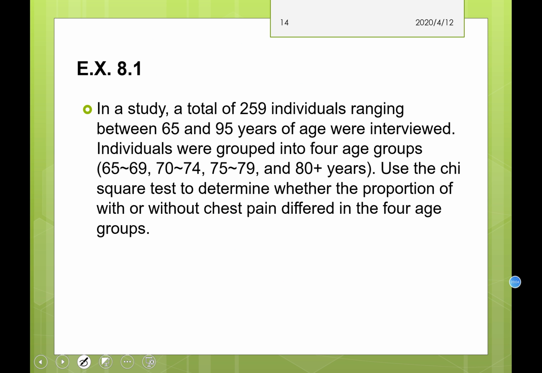Okay. So next, let's take an example. You can read it by yourself.